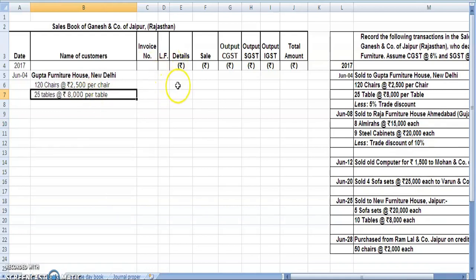Okay, so in detail we write down 120 into 2500 is coming to 3 lakhs, and 25 tables into 8000 is 25 into 8 is 200, so 2 lakhs. Okay, then less 5% rate discount, but first we'll have to add this, so this 3 and 2 is coming to 5 lakhs.